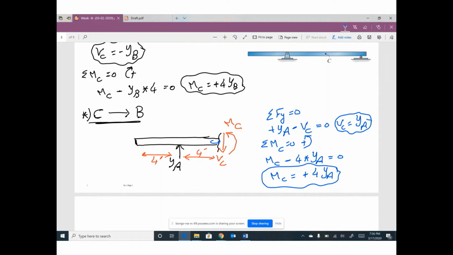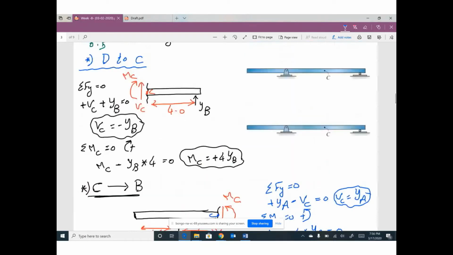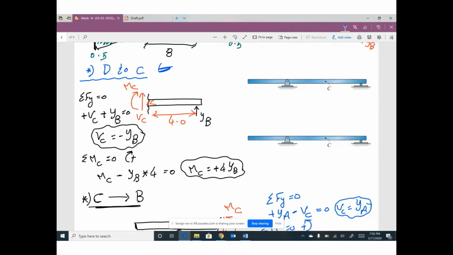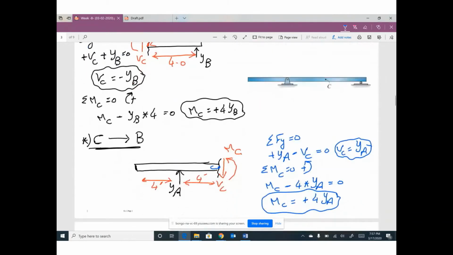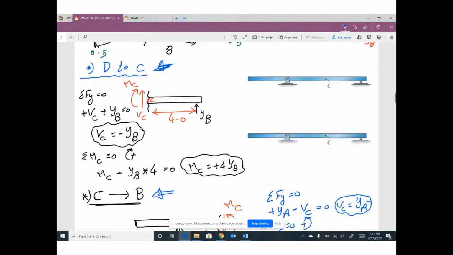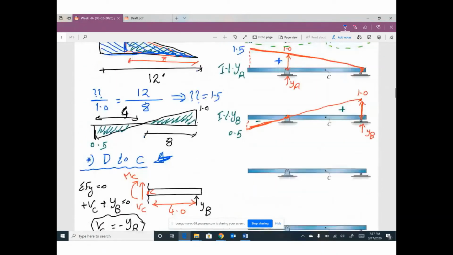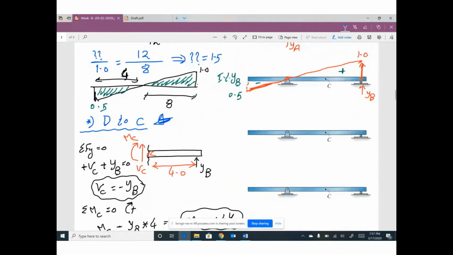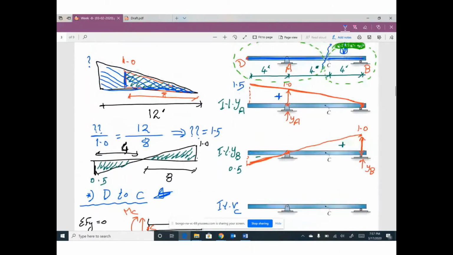So I'm done with my two trips: the first trip from D to C, the second trip from C to B. Let's go back to your diagram. We would like to draw the influence line for shear at C and the influence line for moment at C. Let's start. Where is C? Here is C.